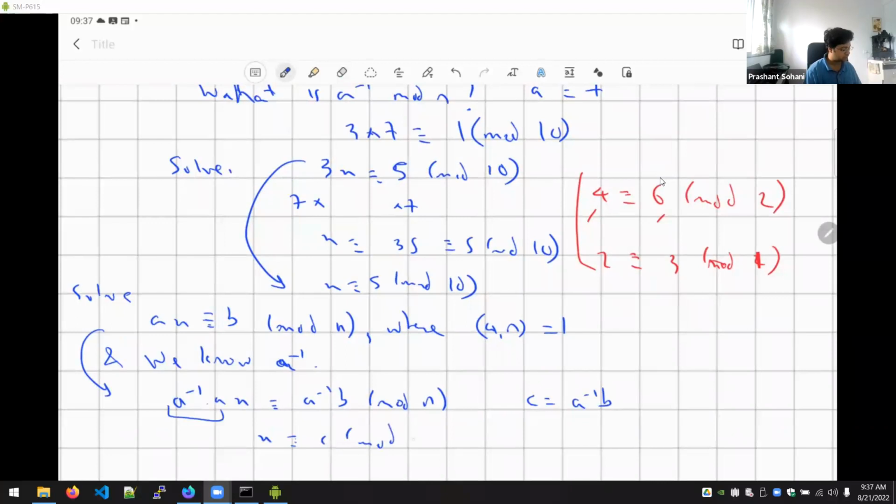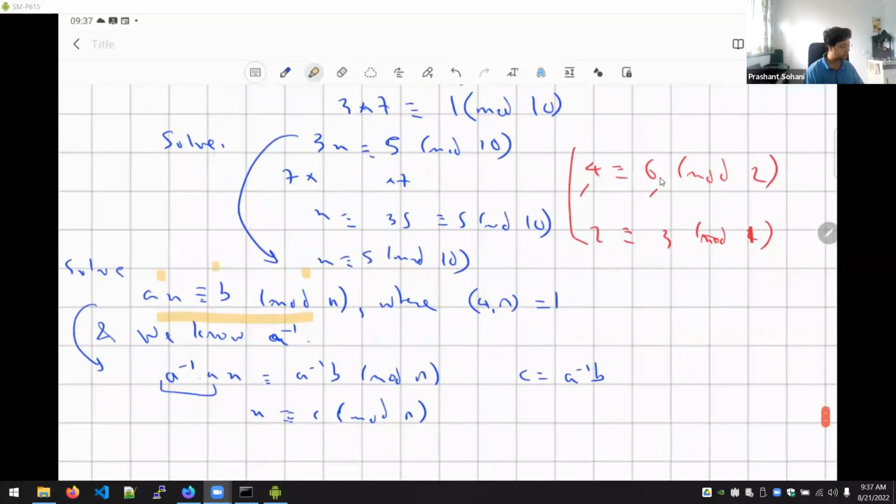Okay. So you see how the original equation had three unknowns, or three constants, a, b, and n. But now with this multiplicative inverse, we have combined two of them. So a inverse b is combined into a single constant. So now it is reduced to just x congruent to c modulo n.